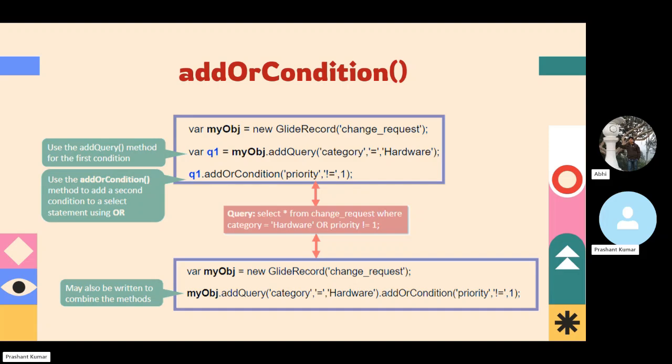So how will the condition look? You will see select star from change request where category equal to hardware or priority not equal to 1. So basically you can write this way, or you can write this way also: add query dot add or condition. These are two ways of writing or condition. So it is very easy.